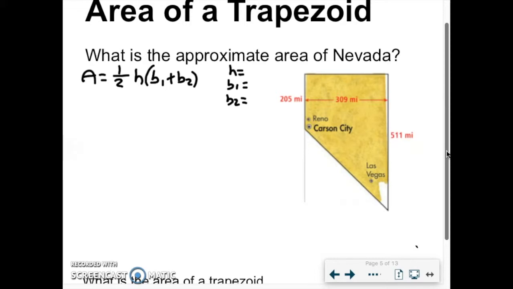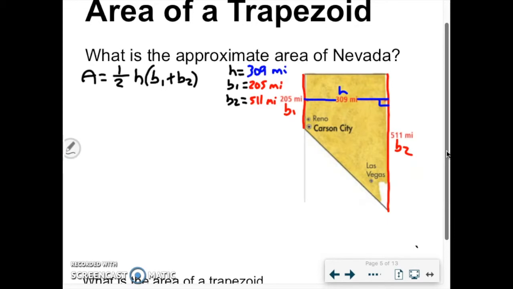So with this picture, we have 205 and 511. So the bases are not the top and the bottom this time. They end up being the left and the right. Choose one of them to be base 1, one of them to be base 2. It doesn't matter which one's which. So we do know both of the bases this time, which is good news. We also know the height. The height is the perpendicular distance between those bases, so our height is 309. So we do have all 3 numbers that we need this time in order to solve our problem.